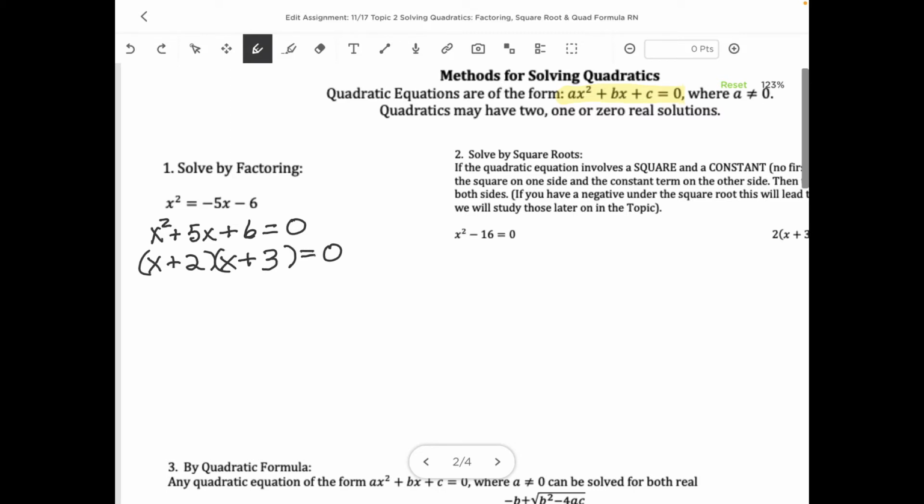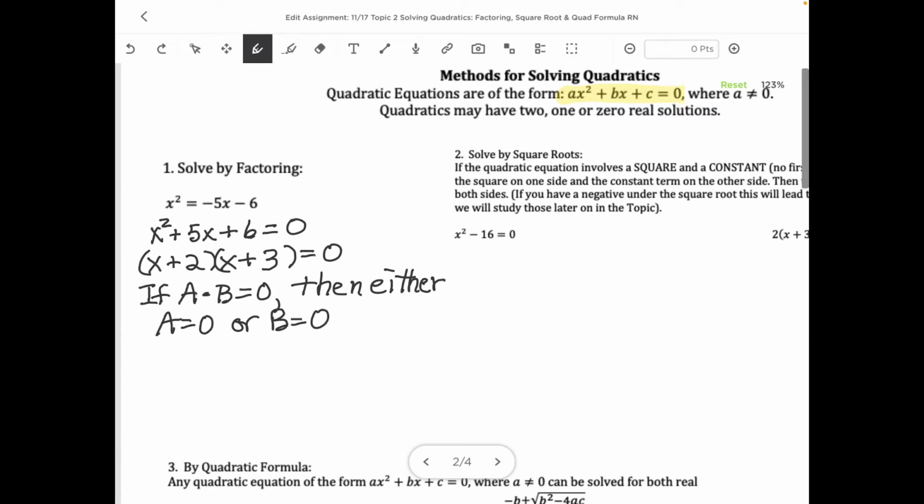Notice that the only thing different between solving and factoring is that we now have an equals 0 at the end. This would indicate that we are solving because it is an equation. We use something called the zero product property, and the zero product property says if A times B, so I'm just going to write it here, if A multiplied by B equals 0, then either A equals 0 or B equals 0.